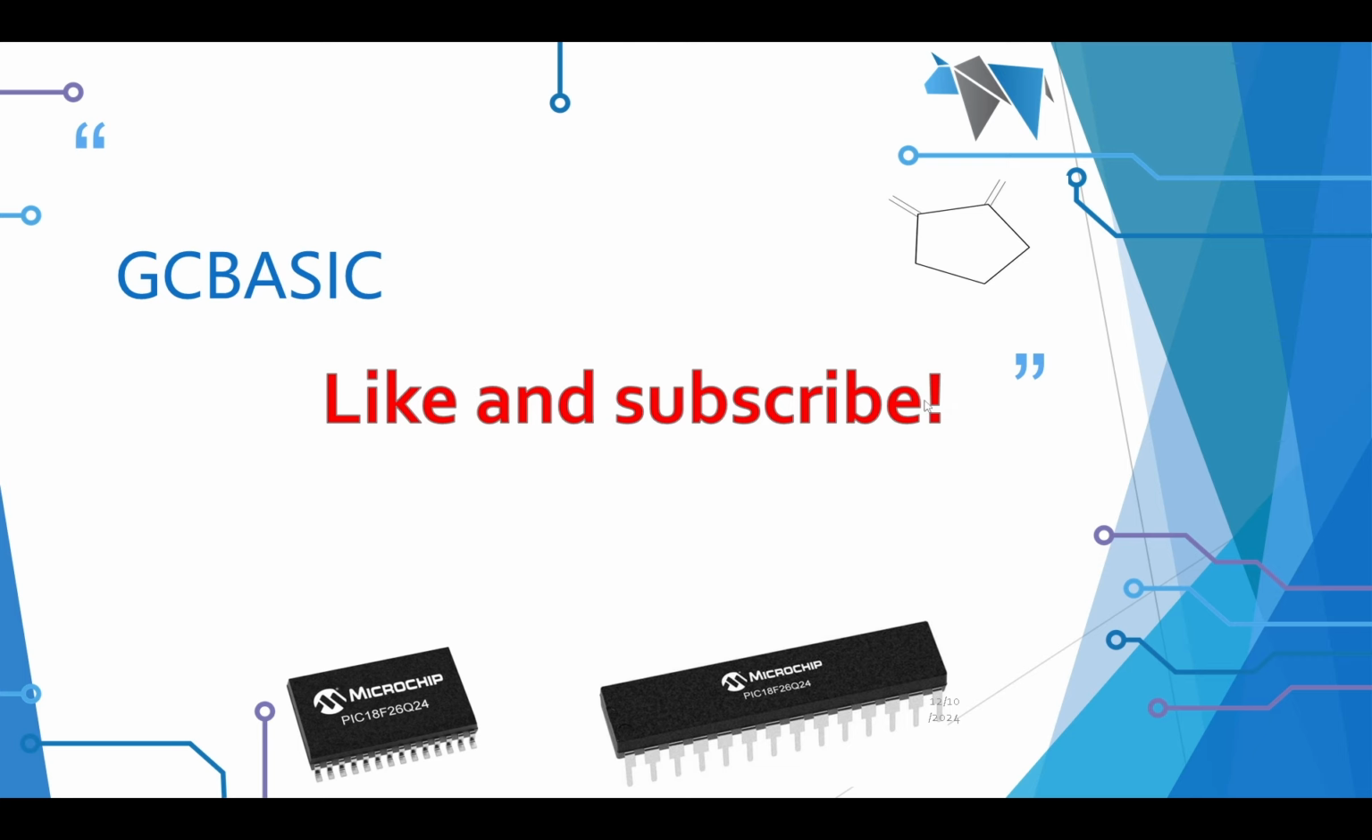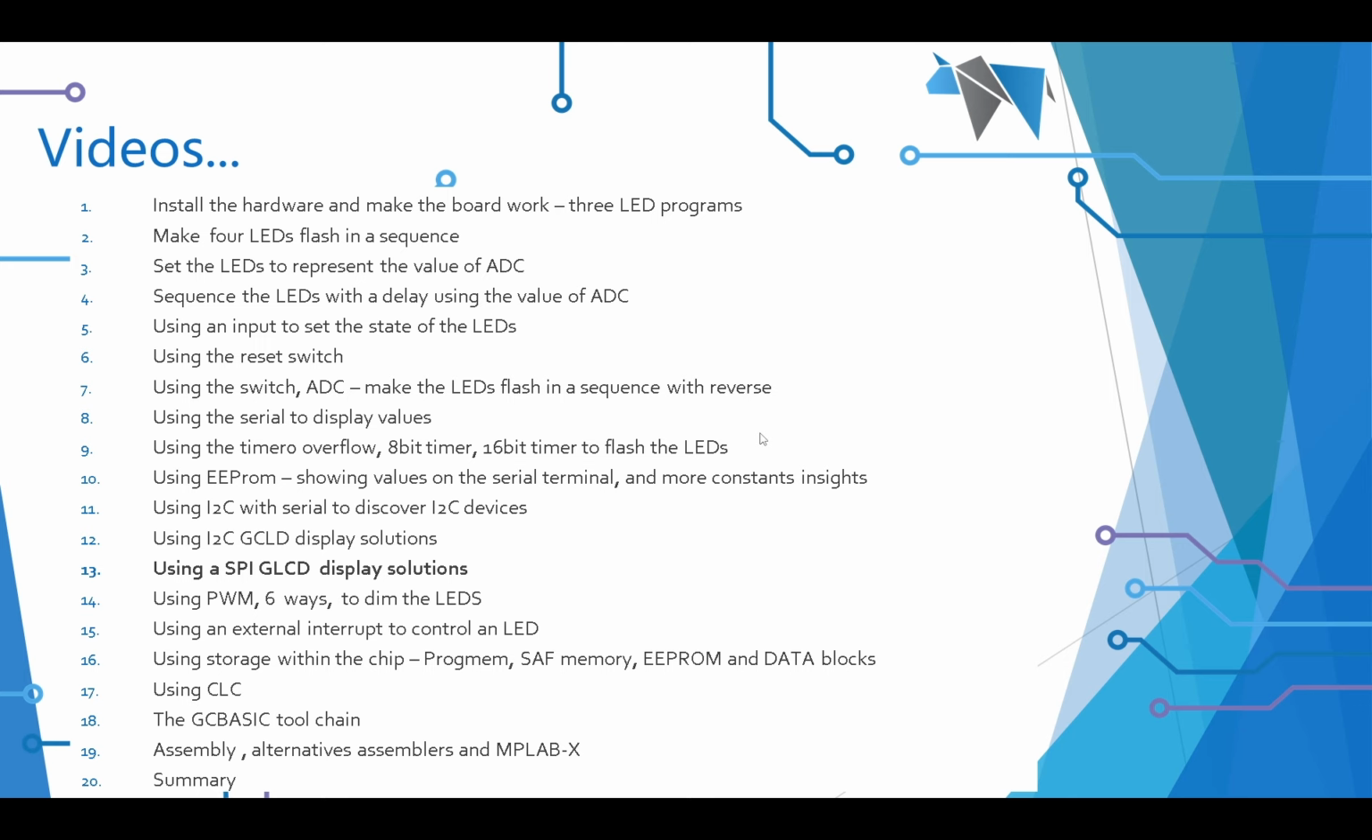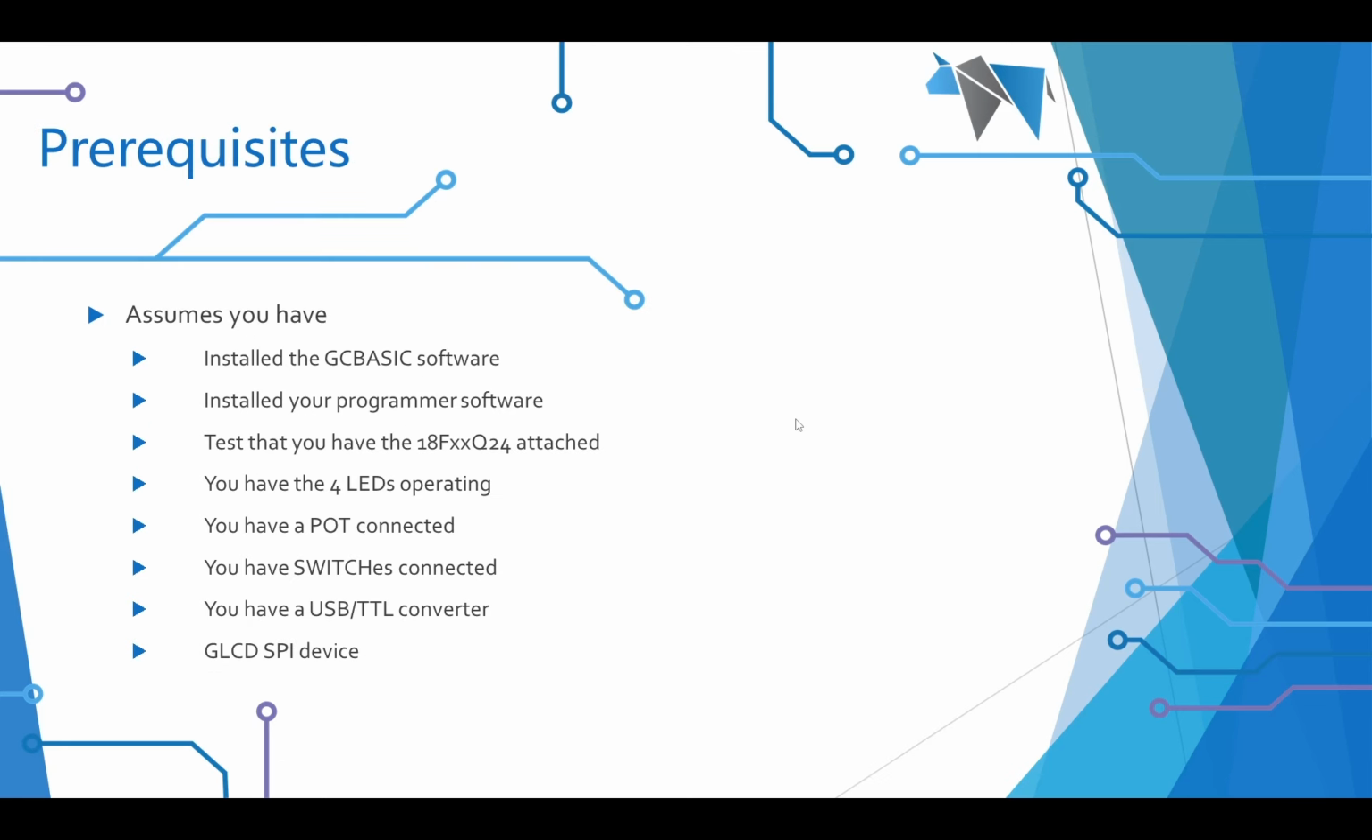Great, so this is 13 SPI, unlucky for some. SPI, serial peripheral interface, and I'm only using GLCD as an example, and I might actually dig out another GLCD for you whilst I'm doing this. Okay, so what I'm expecting you to have in terms of prerequisites is obviously the software, programmer, Q24, and you've tested that, LEDs, pots, switches, USB, TTL, and this GLCD device.